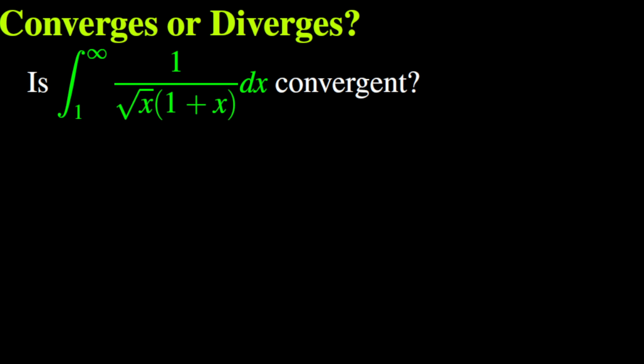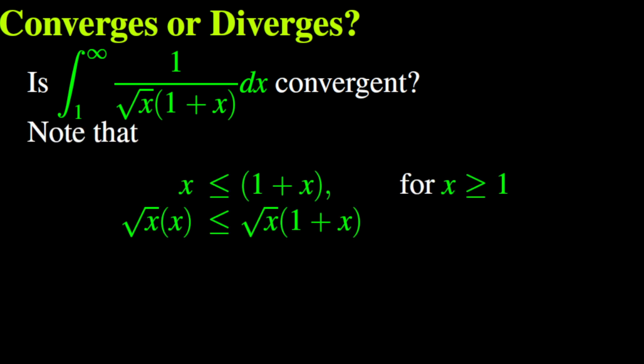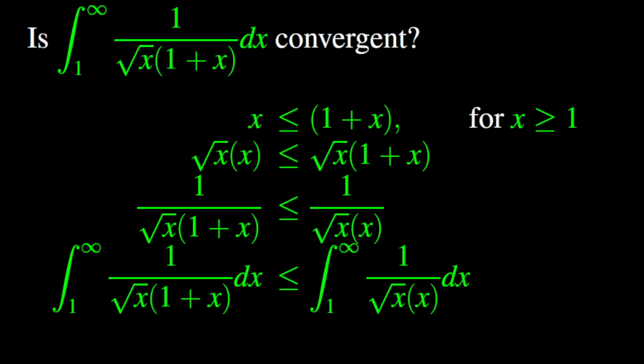Now let us investigate if the integral from 1 to infinity of 1 over the square root of x times 1 plus x dx is convergent or not. It is obvious to see that x is less than 1 plus x for all x greater than 1. Consequently, the square root of x times x is less than the square root of x times 1 plus x. We take the integral of both sides of the inequality, and see that the integral from 1 to infinity of 1 over the square root of x times 1 plus x dx is less than the integral from 1 to infinity of 1 over the square root of x times x dx.